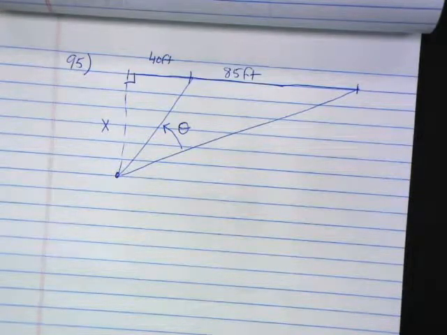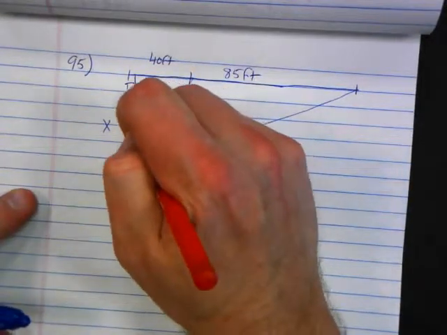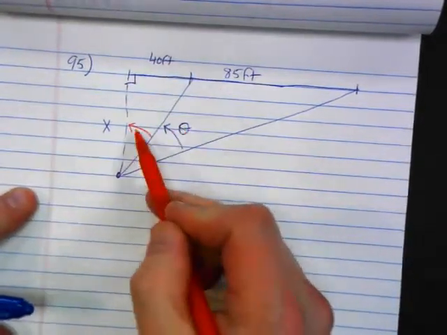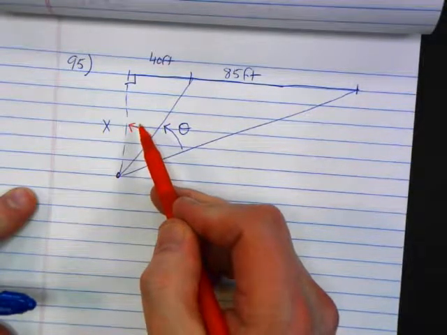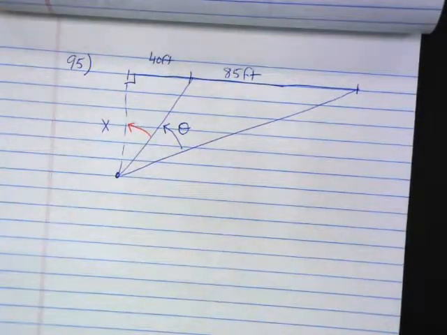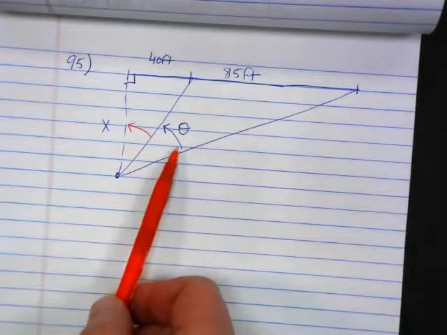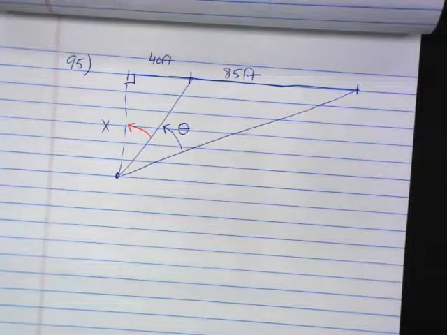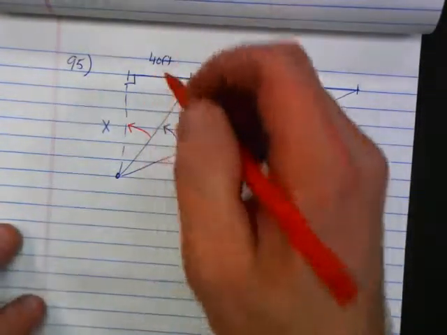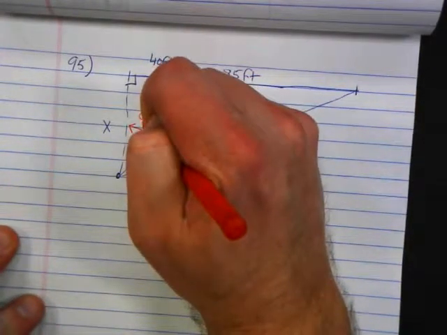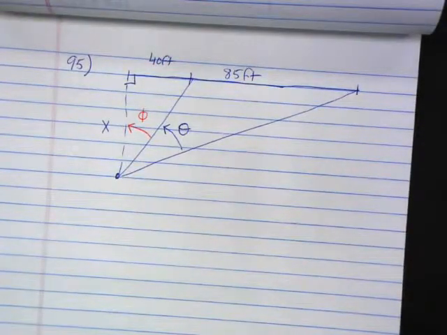Find the angle of this smaller triangle, and use that as a reference angle. All right, so if this one's theta, then we'll call this other angle, what? Phi? All right, phi. That one's phi.